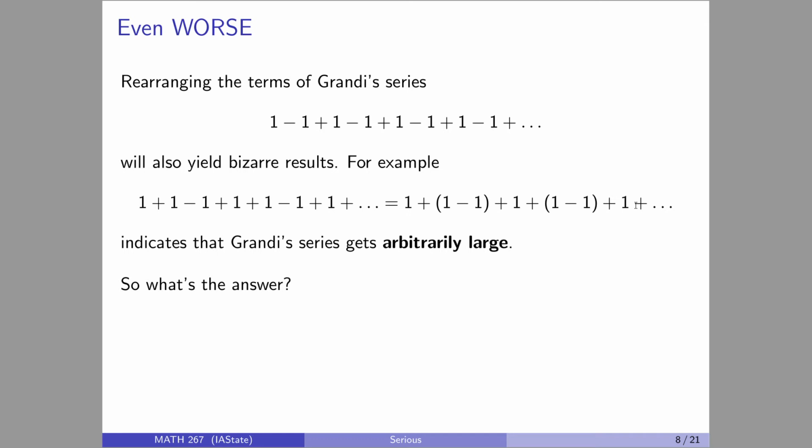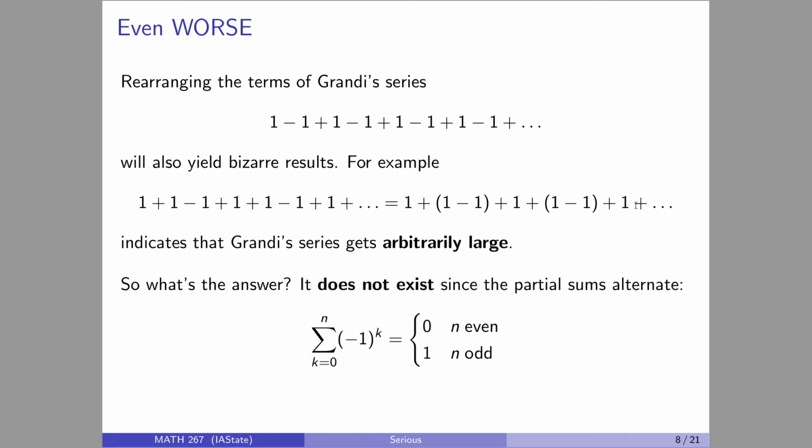Well, I kind of already let it slip. The partial sums. If you look at the partial sums, if you stop at an odd spot, so if you stop at the first spot, you get 1. If we stop at the third spot, we'll get 1. If you stop at the fifth spot, you'll get 1.